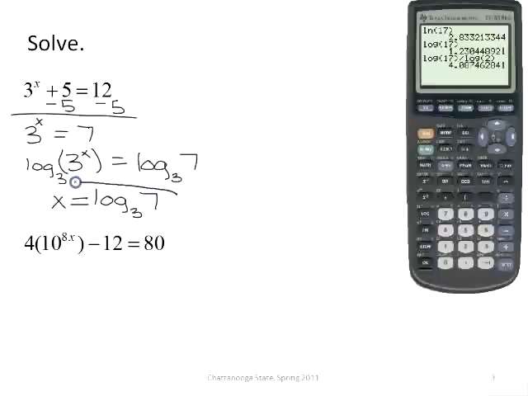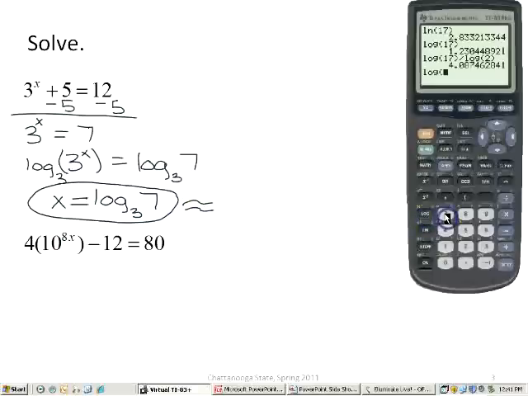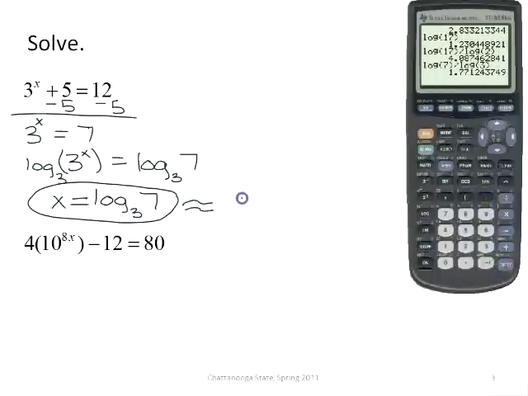And of course, if I wanted the approximation for that, again, I would use my change of base formula. Do log of 7 divided by log of 3. I get that this is approximately 1.771.